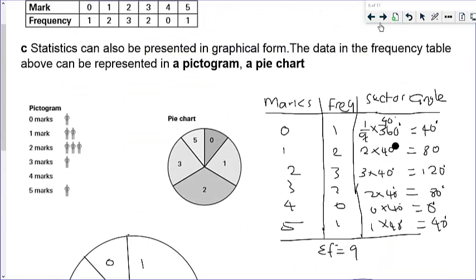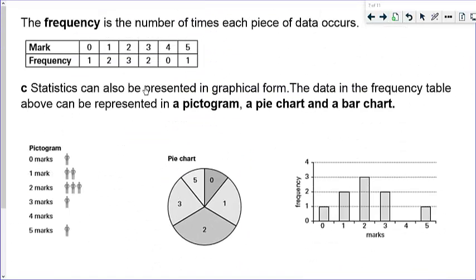Now, statistics can also be represented in graphical form using the bar chart. So this is the bar chart. You can see that the 2 marks was the one with the highest frequency corresponding to 3, then 4. No one had 4, so there's no bar on the 4. Good.